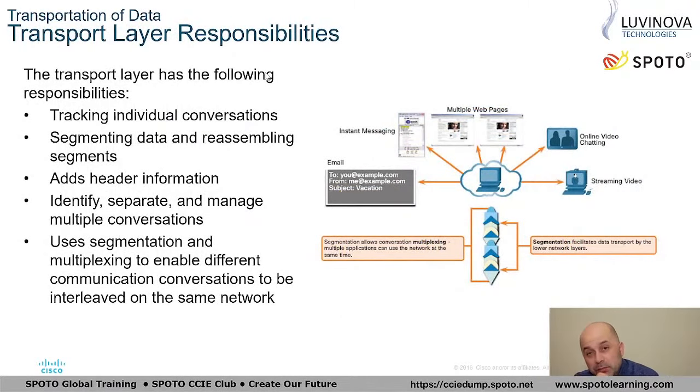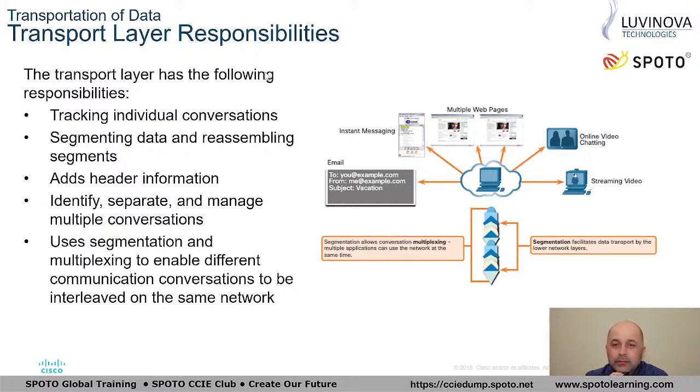Transport layer responsibilities, which is very important to know when you start preparing yourself for the exam. The transport layer has the following responsibilities: tracking individual conversations, which means it opens a session and tracks each conversation, and segmenting the data and reassembling the segments.